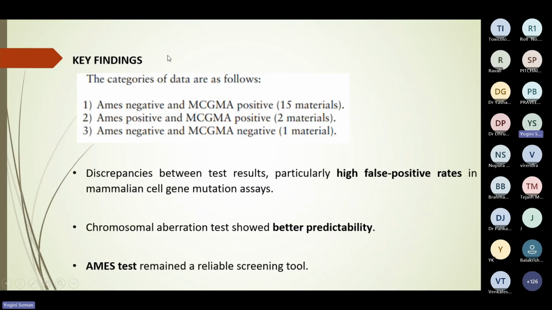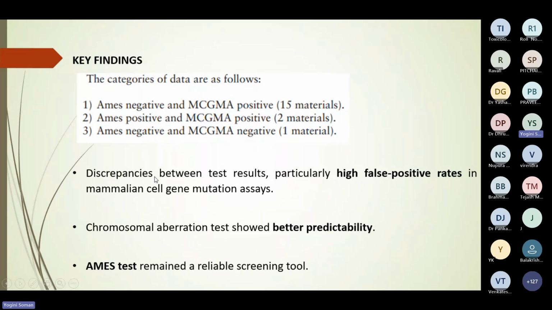So what were the key findings? They categorized the data into three different types. For 15 materials, they found that the Ames test was negative and the cell gene mutation assay was positive. For two materials, the Ames was positive and the cell gene mutation was also positive. And for only one material, the Ames was negative and the cell gene mutation was also negative.